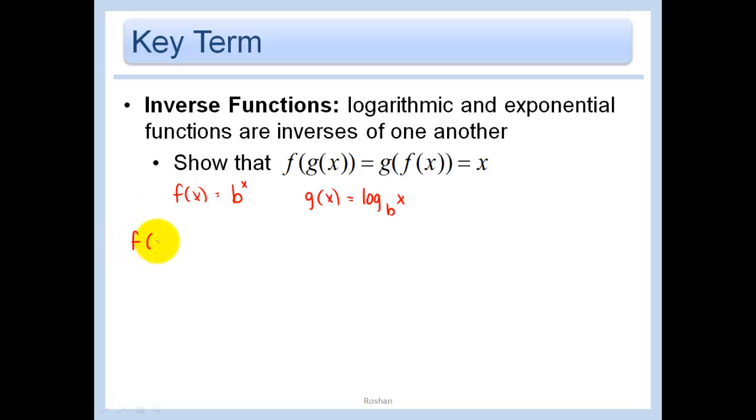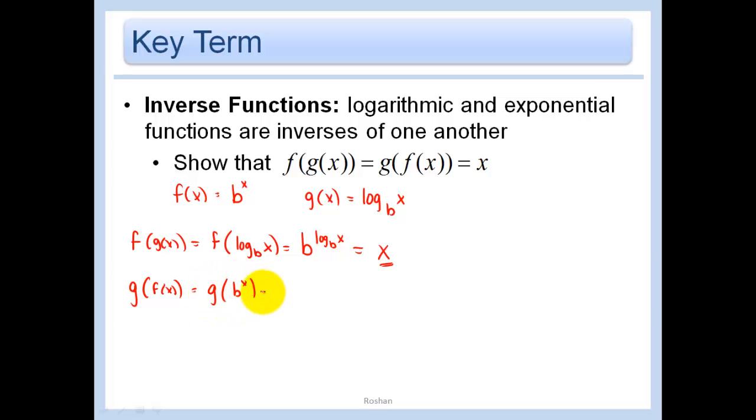So f of g of x in this case is going to say do f to log base b of x. Do f to it. So do b to the log base b of x. They are inverses. They undo one another. And so we just get x back out. g of f of x says do g to b to the x power. So when you take the log base b of b to the x power, you just get x back out. I do need to have the same bases here for the operations to undo one another.